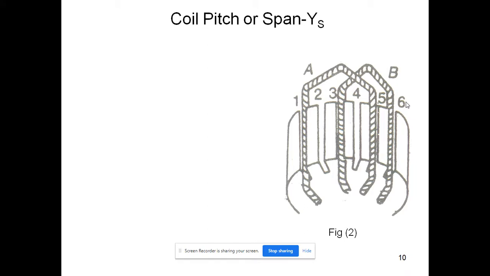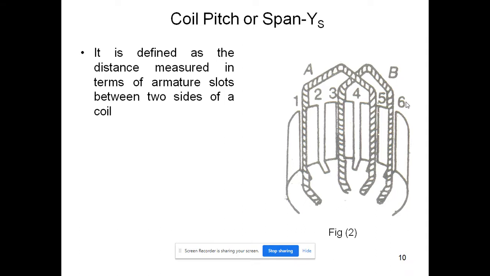The next important term is coil pitch, also called span, and it is denoted by YS. That is, coil pitch is denoted as YS. And this coil pitch is defined as the distance measured in terms of armature slots between two sides of a coil.